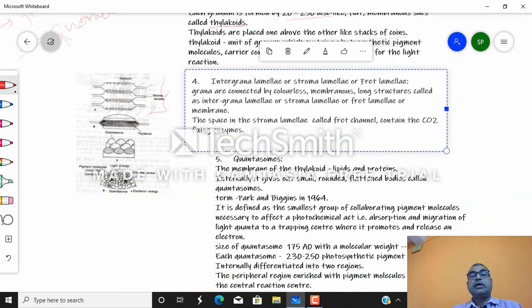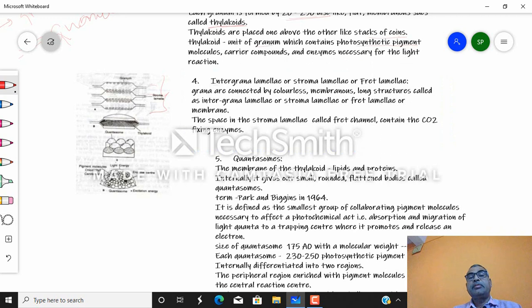Intergrana lamellae, or stroma lamellae. What are the intergrana lamellae? Suppose these are the granum regions, and each granum region is connected to another granum region. The lamellae which connect the two grana are considered intergrana lamellae or stroma lamellae, or generally also called frets lamellae.